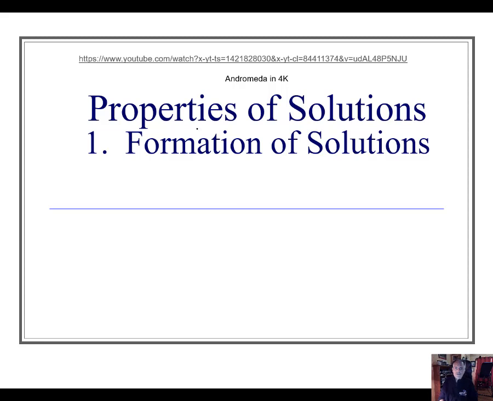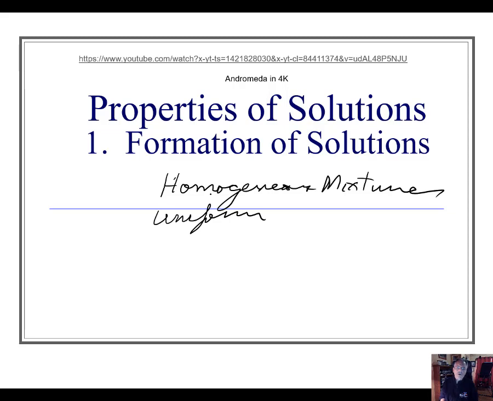Let's talk about solutions, or solution formation. Now, a solution is simply what we learned in Chem 1 was a homogeneous mixture. That's all it is. And what do we mean by homogeneous? We mean that it's uniform throughout the bulk of the mixture. So uniform concentration would be another way to say that. And you make homogeneous mixtures all the time.